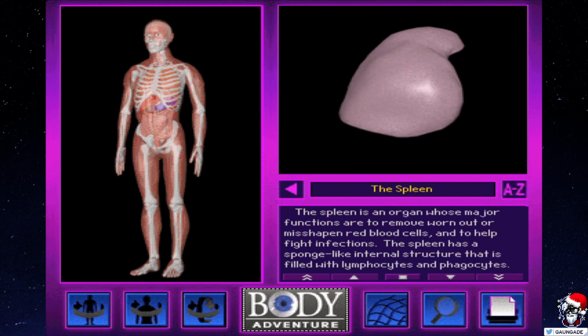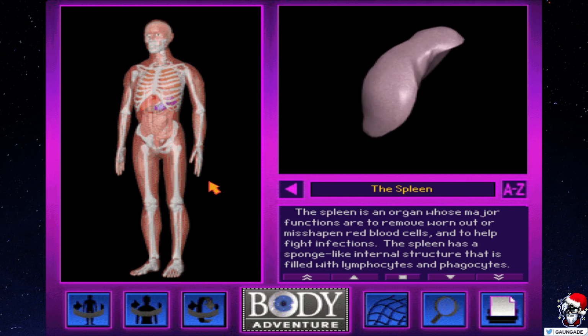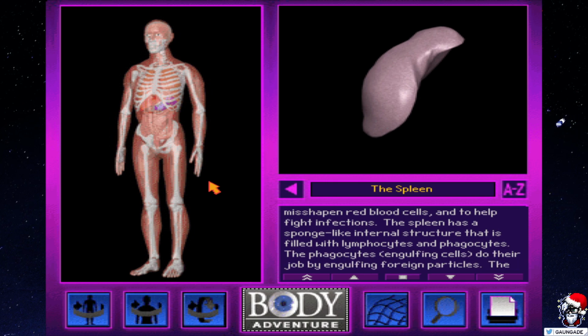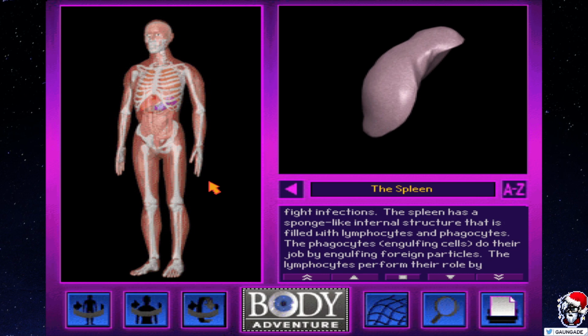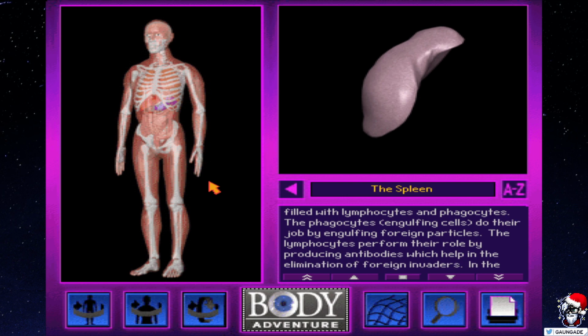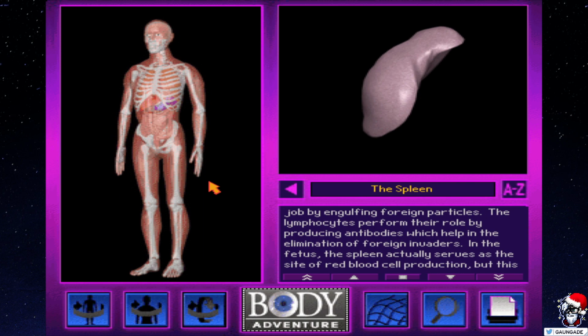The spleen. The spleen is an organ whose major functions are to remove worn-out or misshapen red blood cells and to help fight infections. The spleen has a sponge-like internal structure that is filled with lymphocytes and phagocytes. The phagocytes, engulfing cells, do their job by engulfing foreign particles. The lymphocytes perform their role by producing antibodies which help in the elimination of foreign invaders.